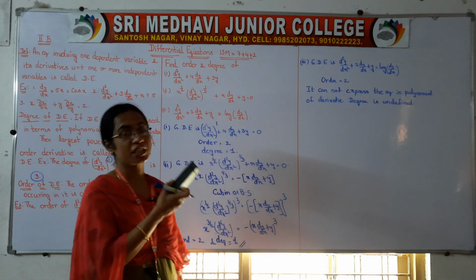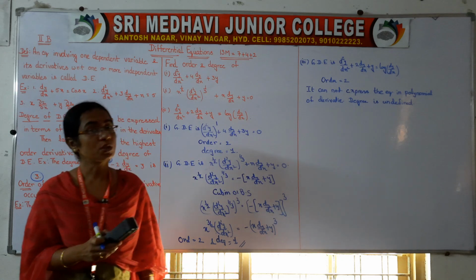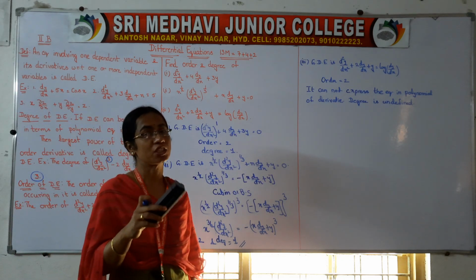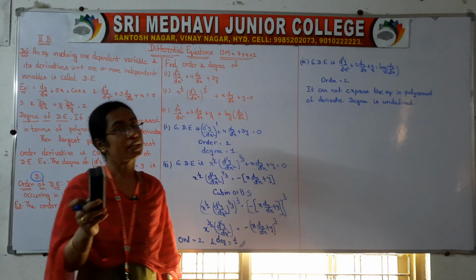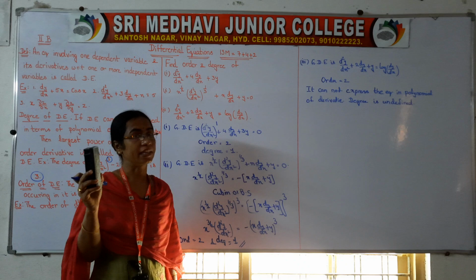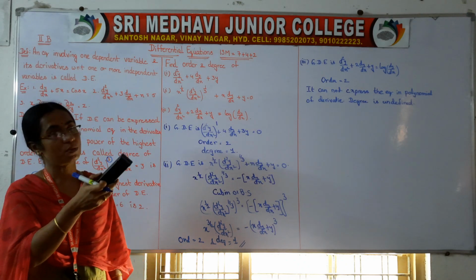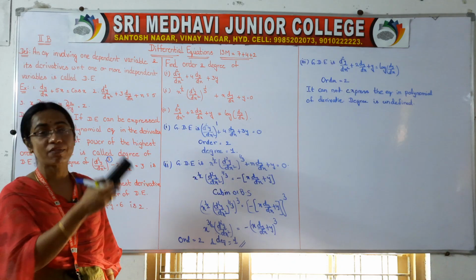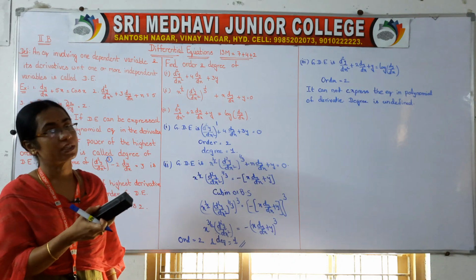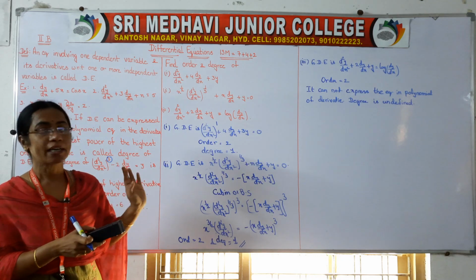Come to the third one. y is differentiated a maximum of 2 times, so order is 2. But for the degree, the equation must compulsorily be a polynomial equation in terms of derivatives. Then the power of the higher order term is called the degree. But here we cannot express the equation as a polynomial in derivatives. Log of dy by dx is there, so we cannot express it. That's why degree is undefined, degree is not defined.